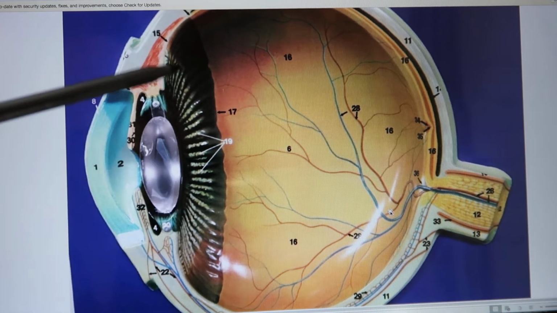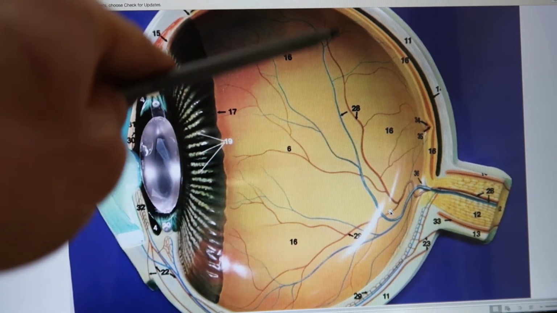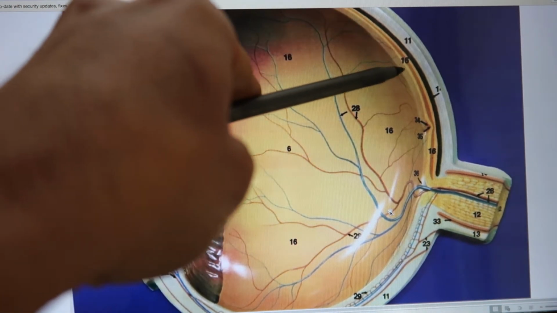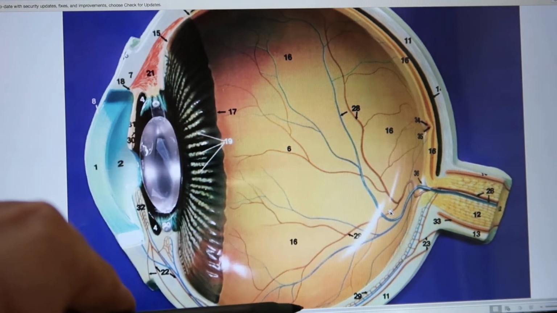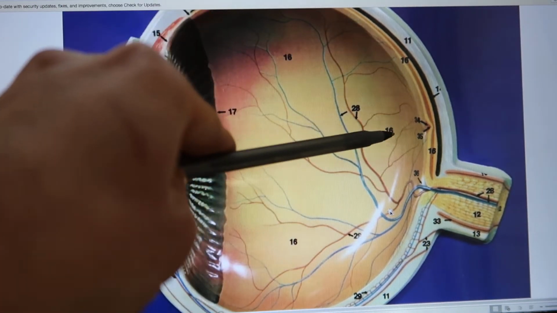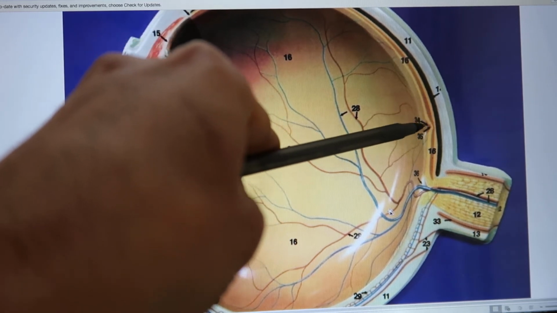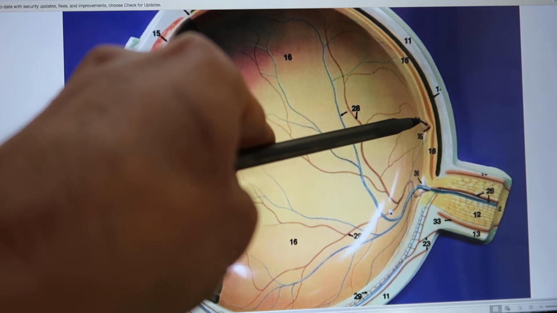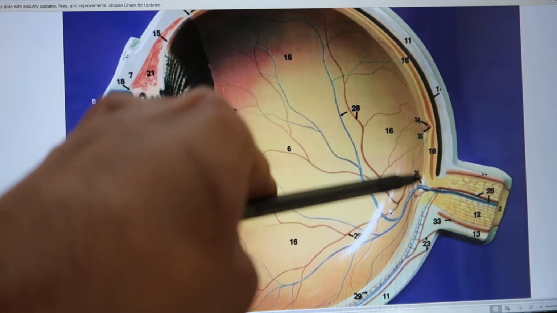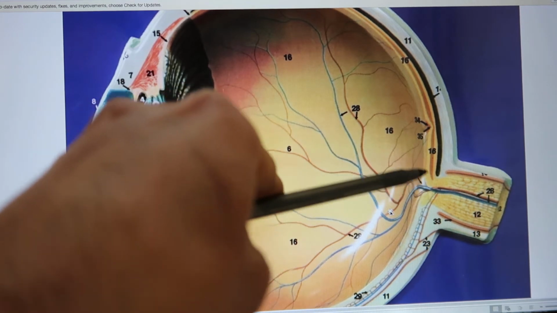So from the posterior view, this is the ciliary body. And this is the posterior chamber. And the inner layer, that's the retina. That's a piece of paper, the retina. So number 35, that's the fovea. Fovea is the area in your retina that gives you the sharpest vision. And that's your optic nerve, cranial nerve number 2. So number 36, that's your blind spot.